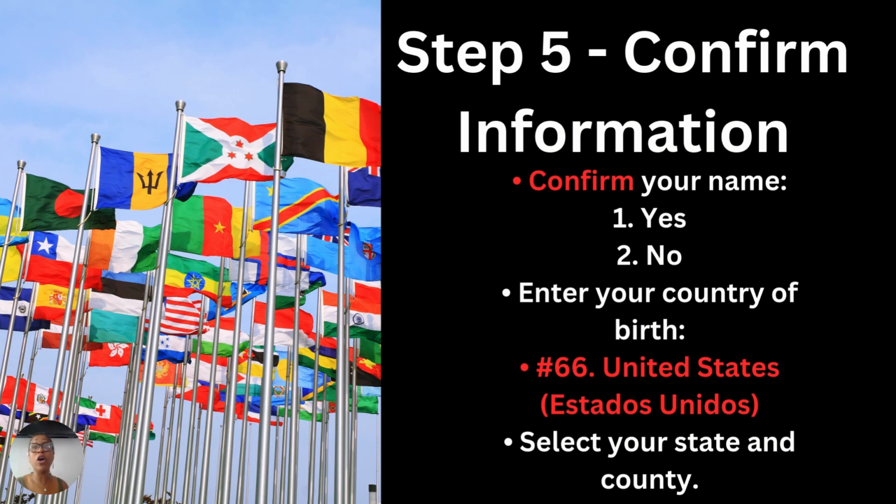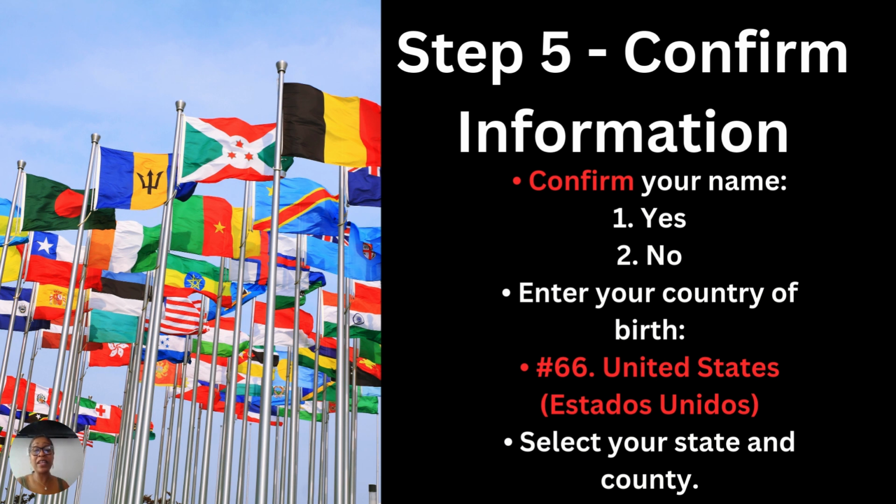Next, we're going to confirm all of the information that you put in. So confirm your name, yes or no, then enter the country of birth. That would be number 66 on the list that has been pre-populated once you ask the system certain information, for instance, what is the country of your birth? You're going to go down the list and choose number 66, Estados Unidos, which in Spanish means the United States. So just make sure that the number aligns with the name of the country, United States or Estados Unidos.